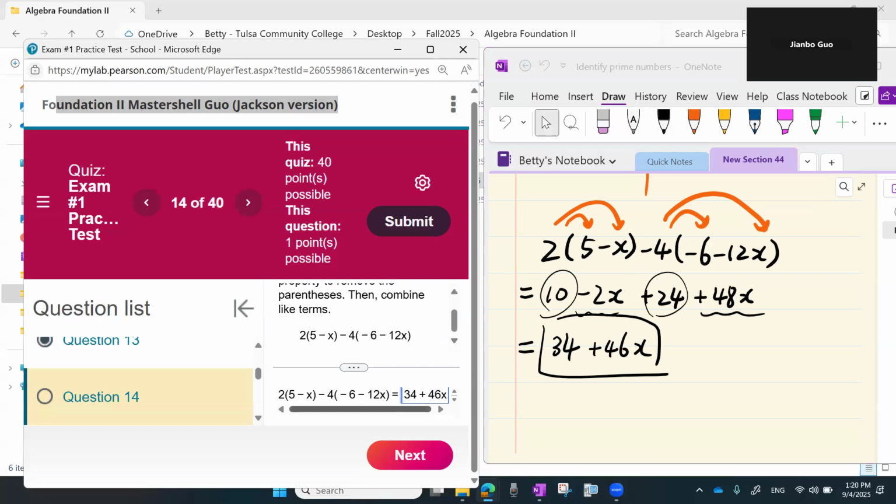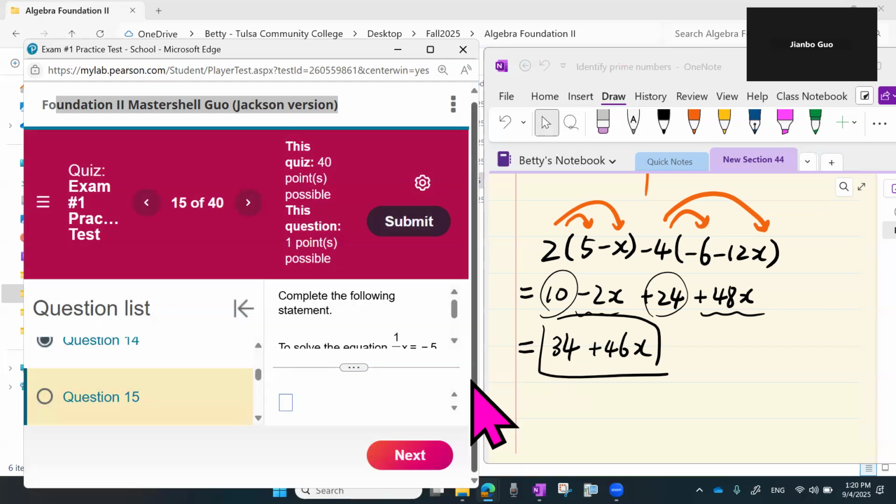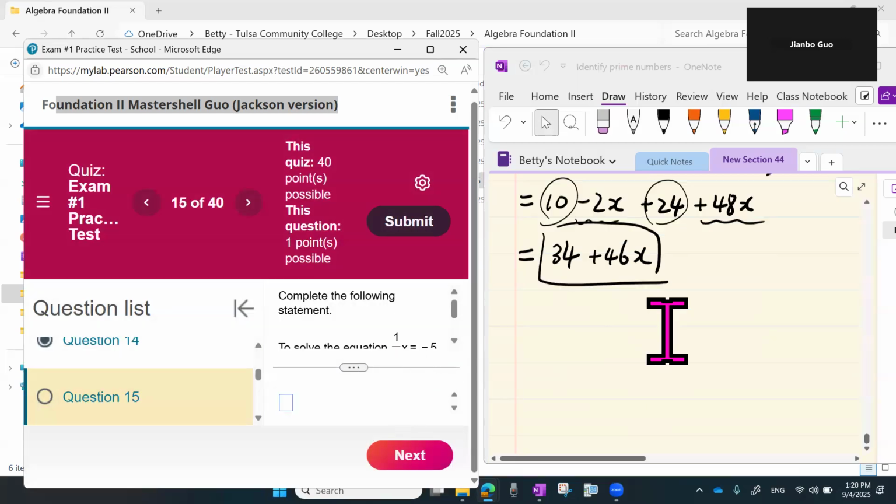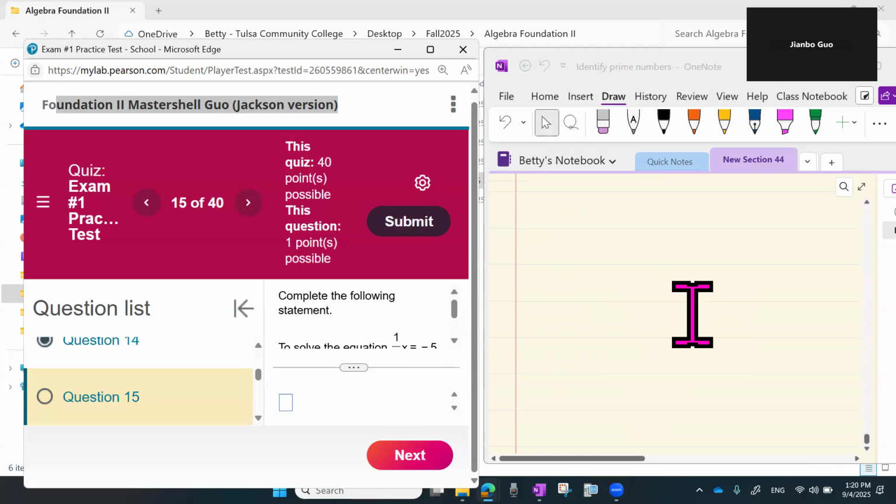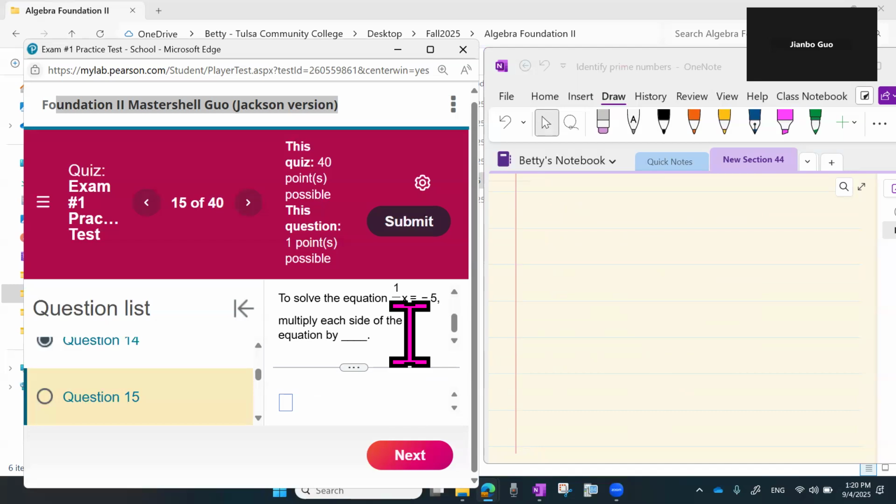Double check the entry. Make sure you have the answer entered that is the same with what you intend to answer. 34 plus 46x. Next, question number 15. Complete the following statement. To solve the equation 1/6x equals negative 5, multiply each side of the equation by what?